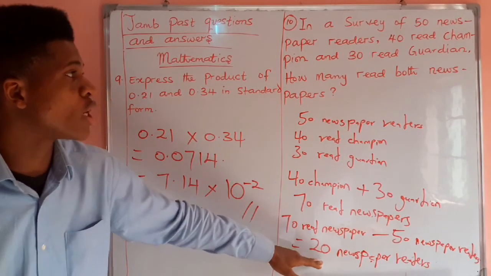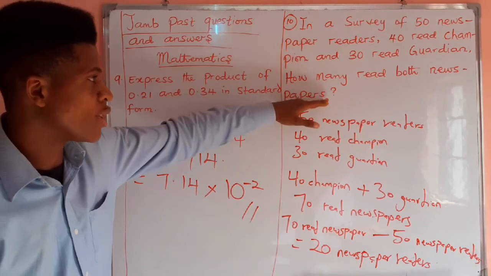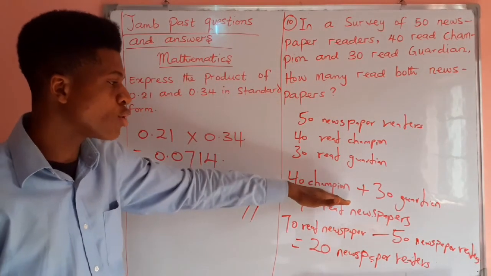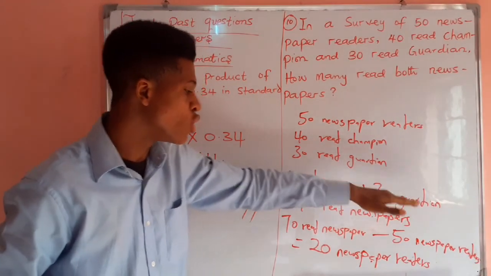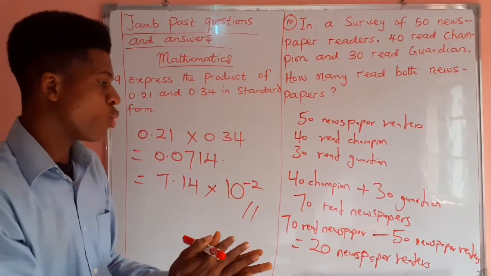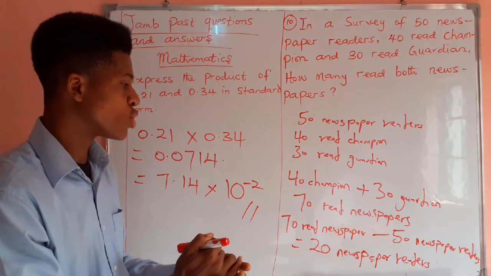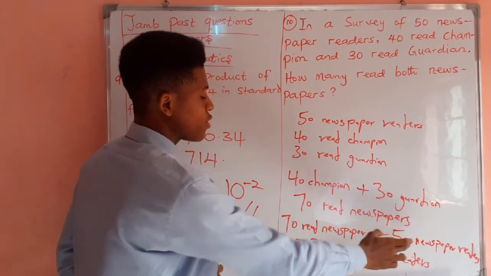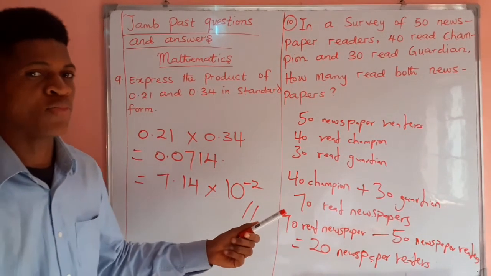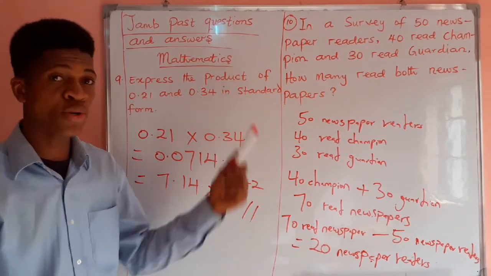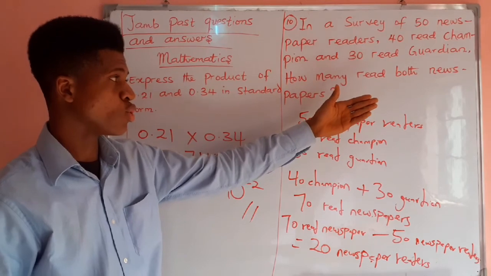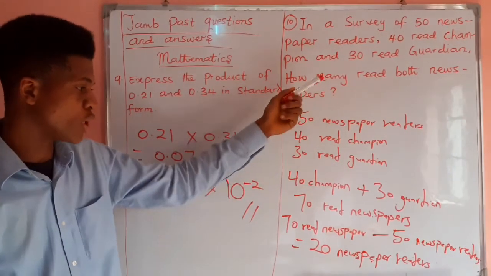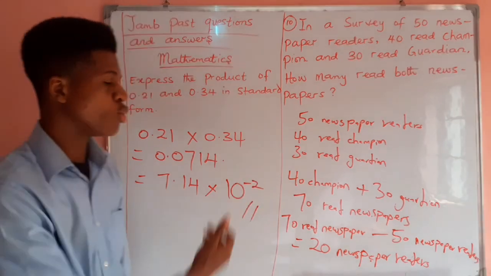So you are getting the total number of newspaper readers that read both, because you have one for Champion, you have one for Guardian. So how do you know the ones that read both? It is what is left when you subtract 70 minus 50, 20. So it's as easy as that. But for purposes of your WAEC, I advise you to use sets. But for purposes of JAMB, you can just use this and you arrive.